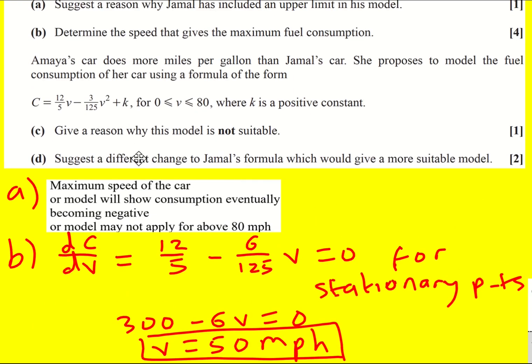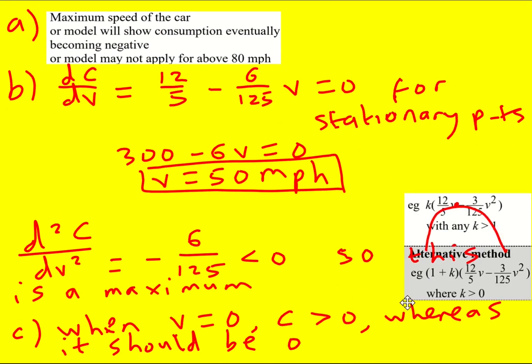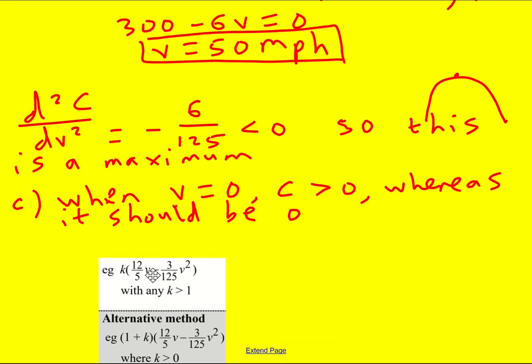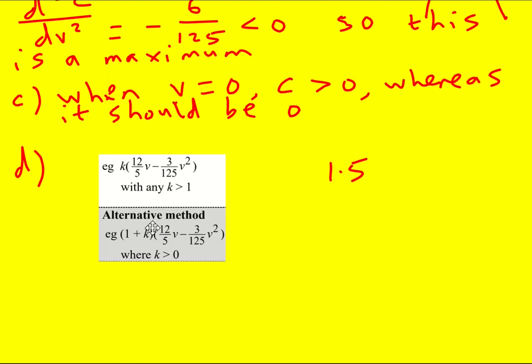The very last part suggests a different change to the formula, which would give a more suitable model. And there's a couple of answers in the mark scheme. So first of all, the first option is to basically take the original model and multiply it by a constant, but it's got to be greater than 1. Like maybe it's 1.5 or something. That means you're getting more miles per gallon. Anything that's more than 1. Another thing that's accepted would be to have the original model and then add on k times that, where k is greater than 0. So both accepted because in both of these cases, when V is 0, the consumption will be 0.